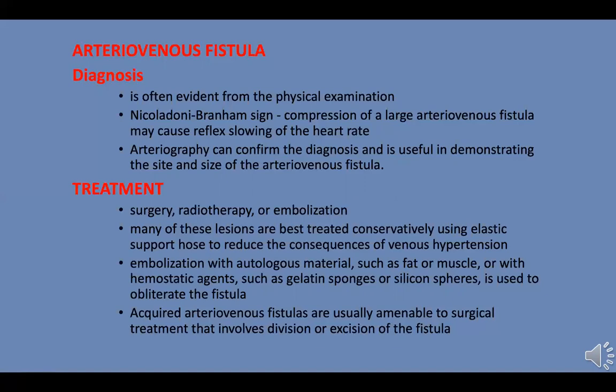Many of these lesions are best treated conservatively using elastic support hose to reduce the consequences of venous hypertension. Embolization with autologous material such as fat or muscle, or with hemostatic agents such as gelatin sponges or silicone spheres, is useful to obliterate the fistula. Acquired arteriovenous fistulas are usually amenable to surgical treatment that involves division or excision of the fistula.